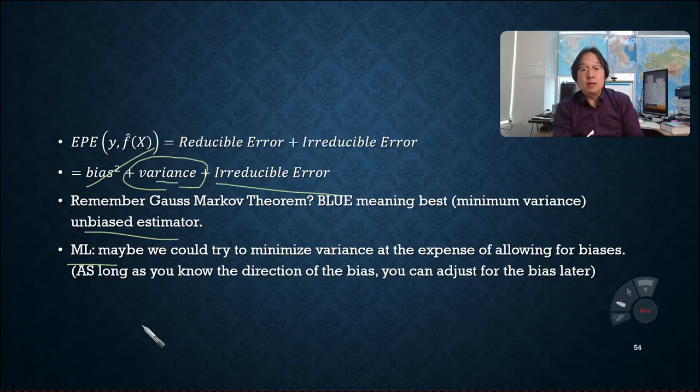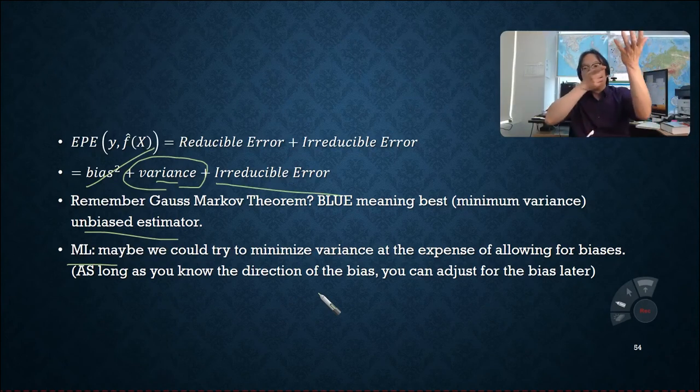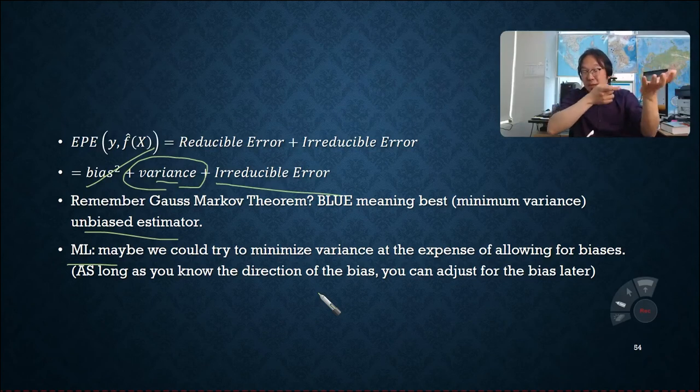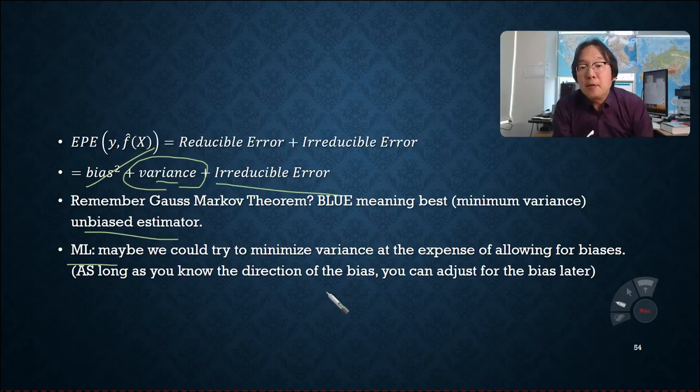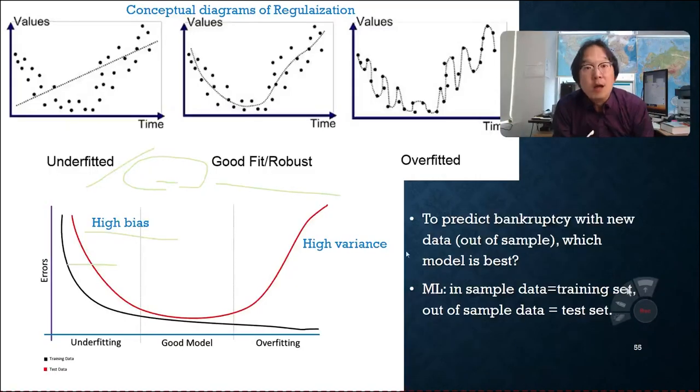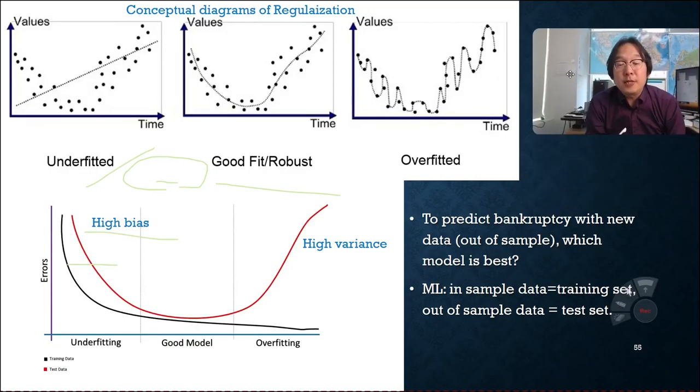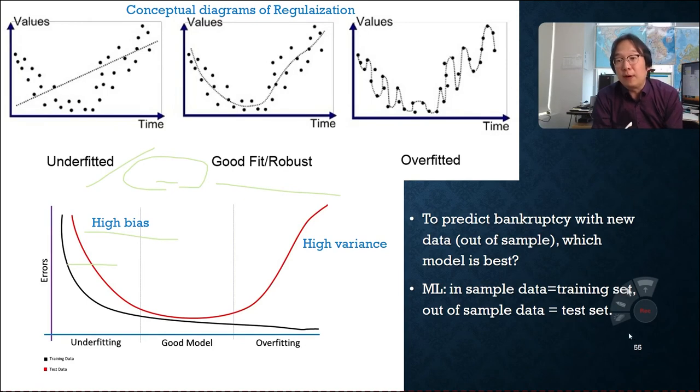And then as long as you know the direction of the bias, right? Bias upwards, you can manually lower it down later on, okay? With that understanding of bias. But the variance part, let's reduce it, okay? So that's the way I understand it over here. Overfitting and underfitting, we have to discuss over here before we move on further.